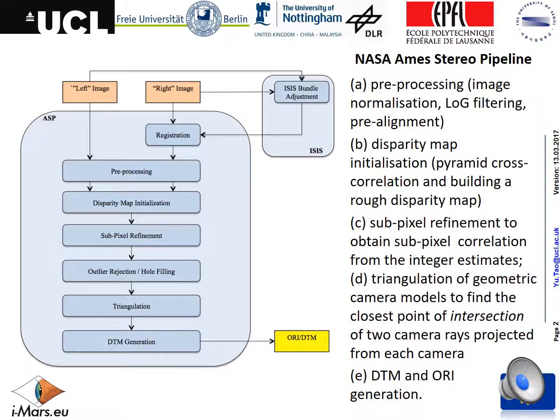The figure on the left shows a systematic flow diagram of the key processes involved. ASP takes ISIS formatted left and right images as input and starts stereo processing by firstly pre-processing, which includes map projection, image normalization, and filtering. Then disparity map initialization uses a pyramid-tiled integer-based correlation approach to find correspondences between the pixels in the left image and pixels in the right. And then subpixel refinement to obtain subpixel correlation from their integer estimates.